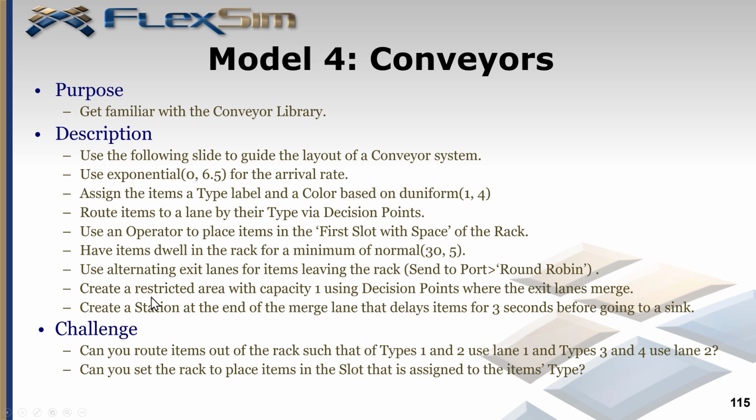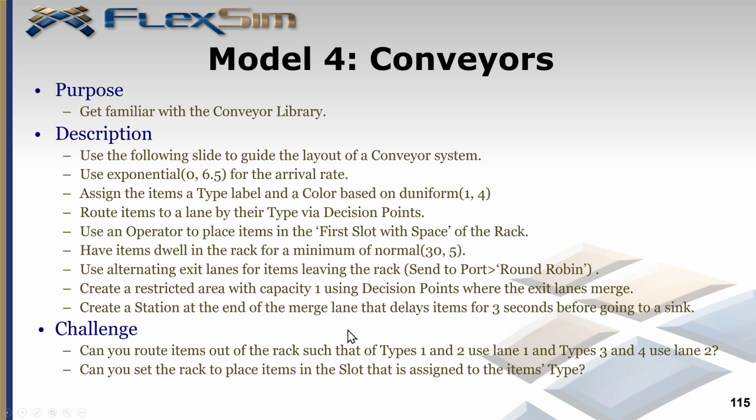Okay, then create a restricted area with a capacity of 1 using decision points where the exit lanes merge to keep boxes from colliding in that merge zone on the merging conveyor. We'll use decision points to do that. You've seen how that can be done. Then create a station at the end of the merge lane that delays items for 3 seconds before they are pushed to a sink.